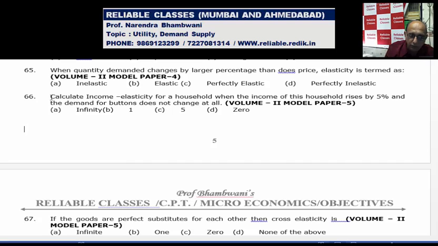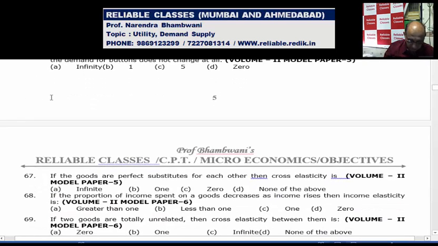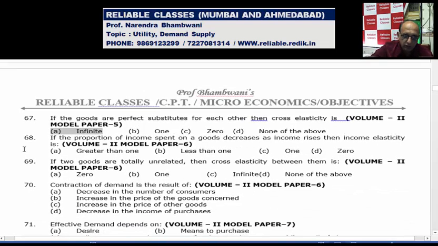गुड एग्जांपल नो, इनकम और बटन, वाह, बटन थोड़ी ज्यादा खरीदेंगे, ज्यादा इनकम हो जाएगी तो, है ना. If the goods are perfect substitute of each other, then cross elasticity will be infinite. है ना, एक का भाव कम होगा तो दूसरे के डिमांड की वाट लग जाएगी, पूरा जीरो हो जाएगा.